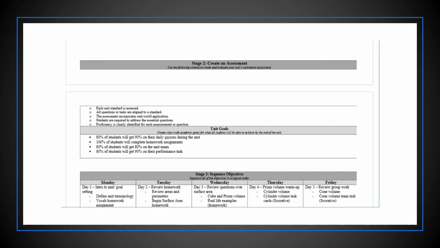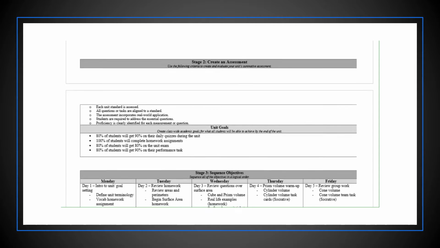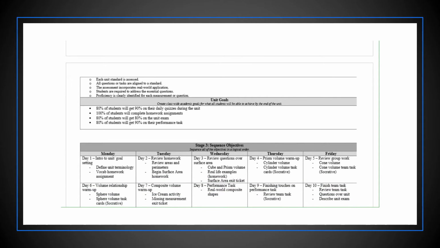Stage 2, we have create an assessment. How are we going to create the assessment? We're going to make sure each unit standard is assessed. We're going to make sure all our questions or tasks are aligned to a standard. We're going to make sure that the assessment incorporates real-world application and that students are required to address the essential questions, and proficiency is clearly identified for each measurement or question.